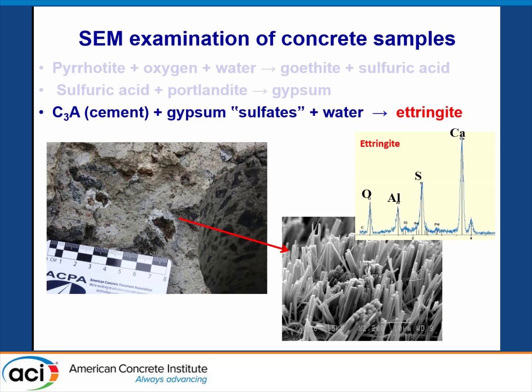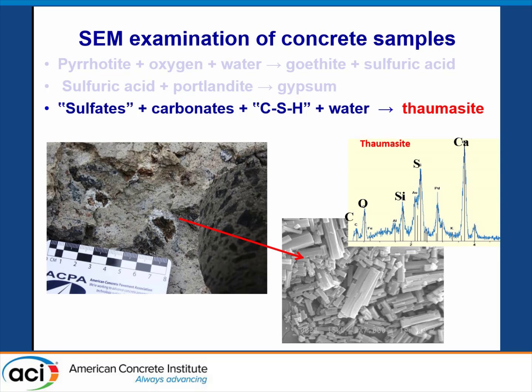With the aluminate of the cement phase, the reaction with the sulfate and the water will produce ettringite. Ettringite contains calcium, sulfur, alumina, and oxygen. This is a really expansive mineral. And then the last one is the formation of thaumasite. In presence of sulfate with carbonate and with the C-S-H and water, we have the formation of thaumasite.